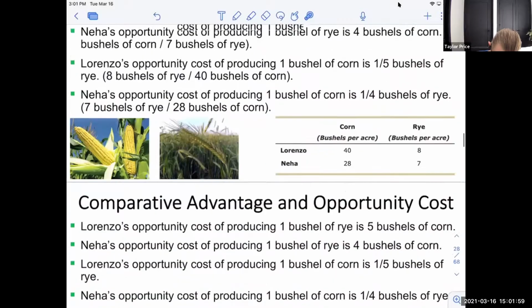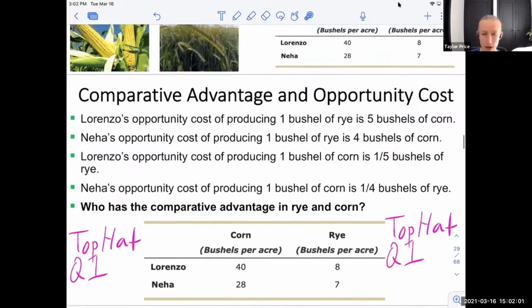Okay, so now we're going to do a top hat question and see if this process is making sense.